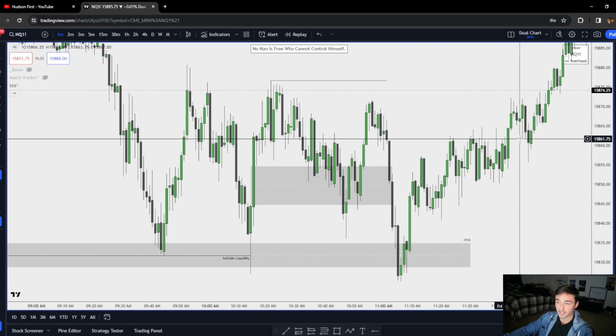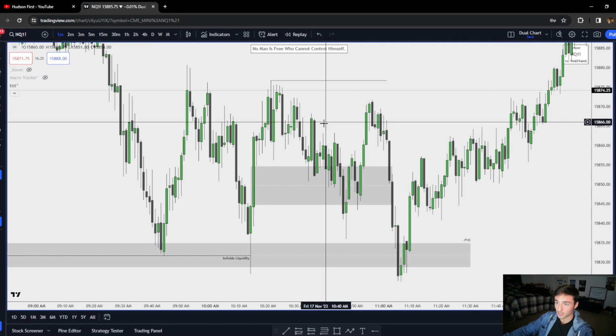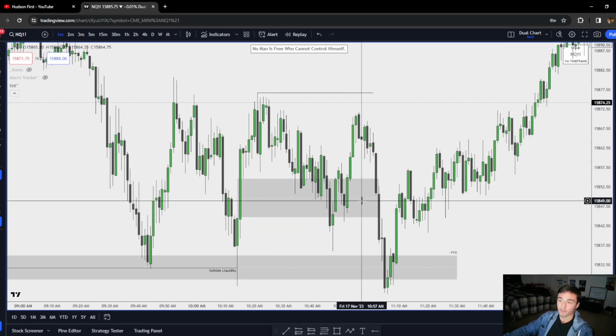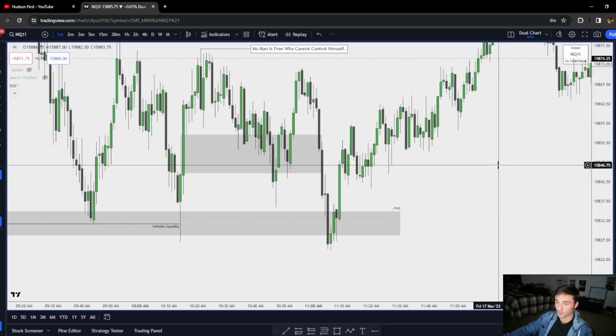But price is not delivering good this week. All of this price action was not good this week. So what do we wait for? We wait for price to tell us what it wants to do.